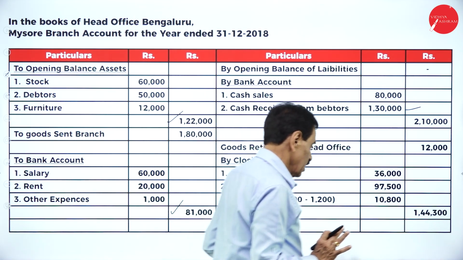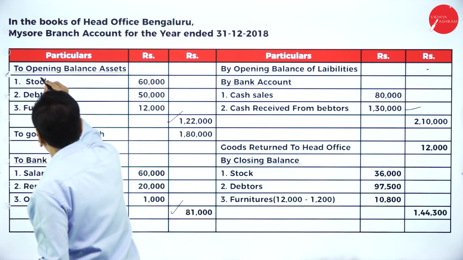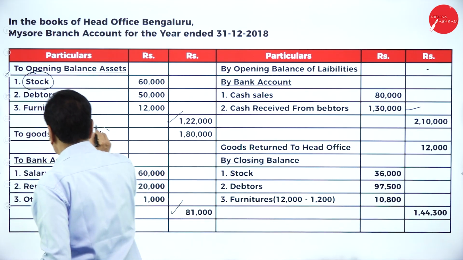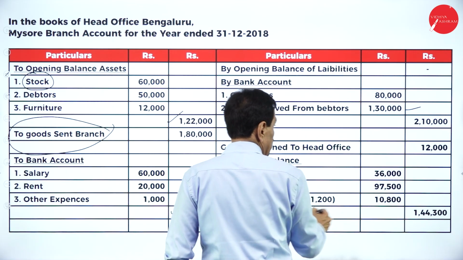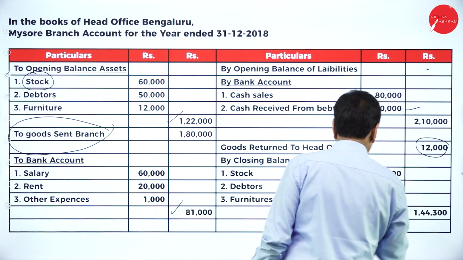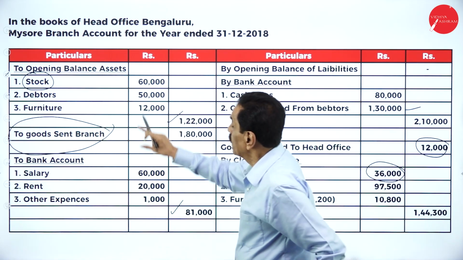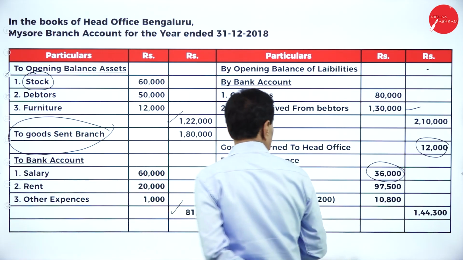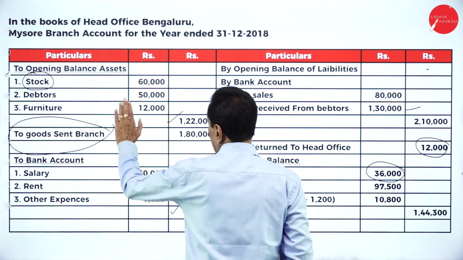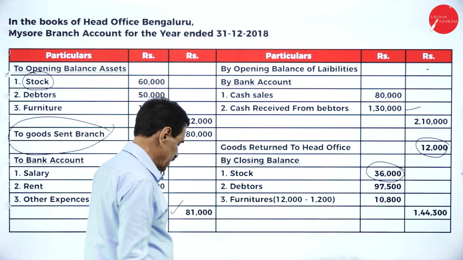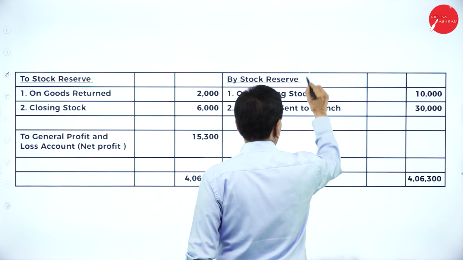1,44,300. Now, I told you regarding the stock reserve, which are the 4 items: one on opening stock, one on goods sent to branch, one on goods returned to the head office, then one on closing stock. Which are the 4 items? One is opening stock, goods sent to branch, one is goods returned by the branch to head office, one on closing stock. The stock reserve of this will come on the credit side. See that opening stock, stock reserve, we say this loading also.